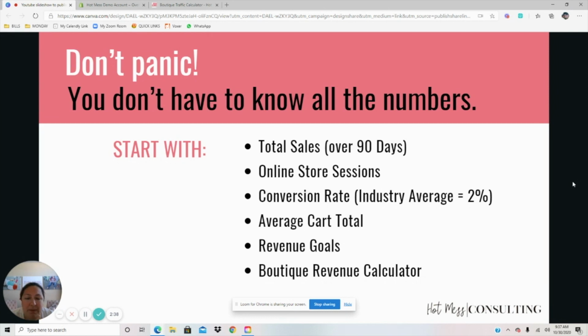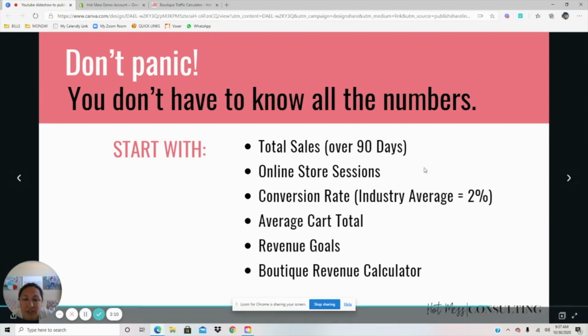And then I just want to touch base on my boutique revenue calculator. Make sure that you guys are utilizing that on a regular basis if you're wanting to grow and you're not sure where to focus your efforts. So as far as your conversion rate, obviously your goal would be to increase it. I did list out quite a few ideas and things to focus on in my last YouTube video, all about conversion rates. And with your average cart total, we're going to have an upcoming blog pretty soon that goes over that too. So watch out for that one.